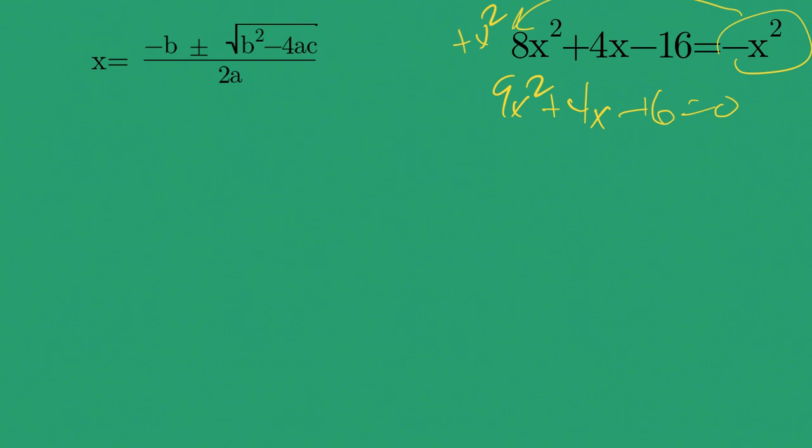Solve by quadratic formula, solve by factoring, equation must be set equal to 0 first. We got it. We're set equal to 0. What's the value of A? 9. B? 4. Good. C? That is a negative 16. There you go.